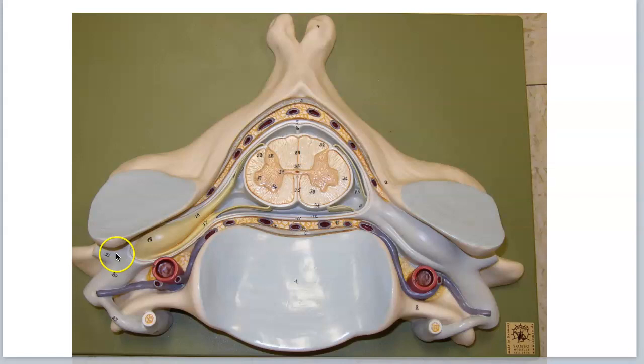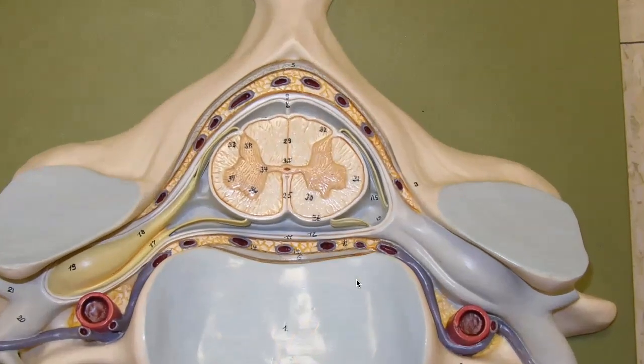Here we have sensory and motor traveling in the spinal nerve, and here we see the spinal nerve is splitting. Here's going to be our dorsal ramus. Look how small it is. And here is our ventral ramus. Huge, huge. So, let's get a little bit closer.